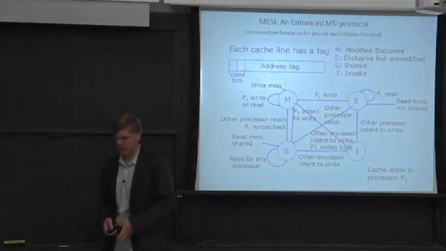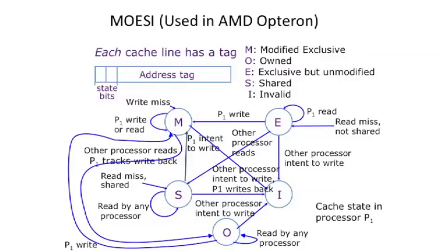So we had talked about MESI as an enhancement to MSI. Well, we left off last time and we were going to talk about two more enhancements that are pretty common. One has been used relatively widely in AMD Opterons. I think they still use something similar to this in AMD, is my understanding. The idea is you add an extra state here, which is called ownership, or the owned state.